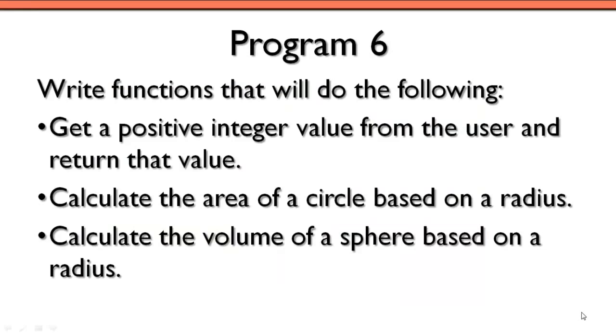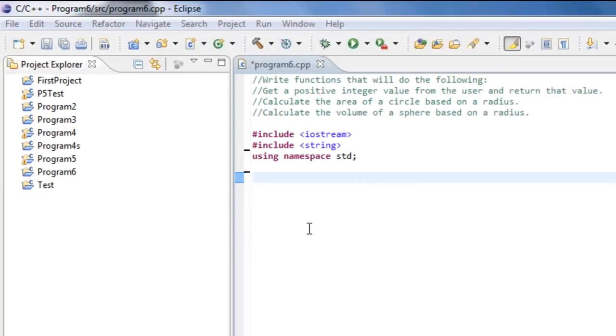Okay, so now that we've looked at how to go about defining a function and also why we use functions in the first place, let's look at what we want to do in program 6. In program 6, we're going to write three different functions. We'll write a function to get a positive integer value from the user and return that value. We'll write a function that calculates the area of a circle based on a radius, and then we'll write another function to calculate the volume of a sphere based on the radius. All right, so let's go ahead and go over to Eclipse and get started on this program.